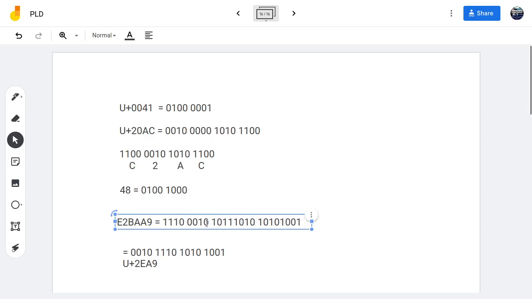Then 2 is 10010. B is 11, which is 8 plus 2, 10 plus 1, 11. This one is 8 plus 2 to give us A. This one is 8 plus 1. So why is it not B?